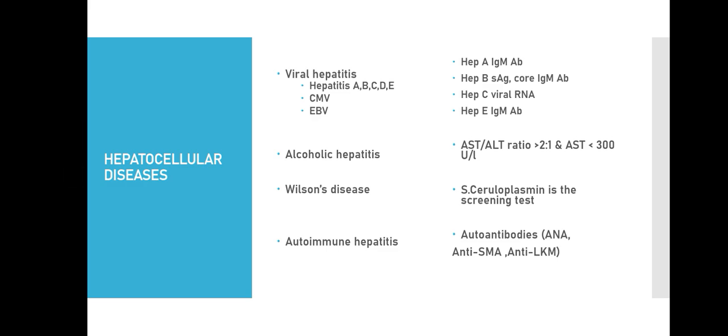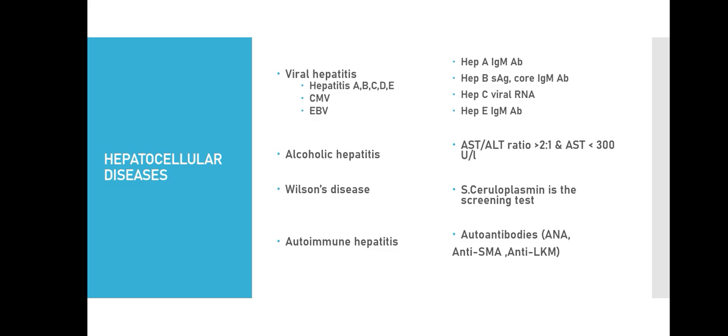Bilirubin and other liver enzyme anomalies, and the aminotransferase levels are elevated out of proportion to alkaline phosphatase. We have viral hepatitis: hepatitis A, B, C, D, E, cytomegalovirus and Epstein-Barr virus. This can be ruled out by hepatitis A IgM antibody, hepatitis B surface antigen, core IgM antibody, hepatitis C virus RNA, hepatitis E IgM antibody. Here the ALT will be more than AST and the aminotransferase level will be very much elevated. Alcoholic hepatitis: here the AST by ALT ratio is more than 1.